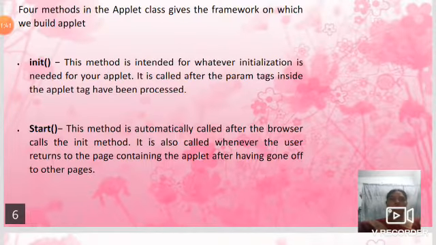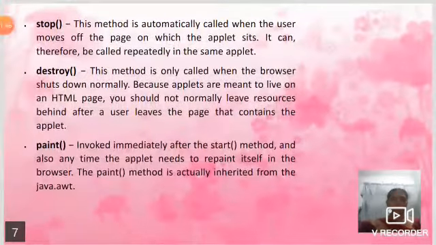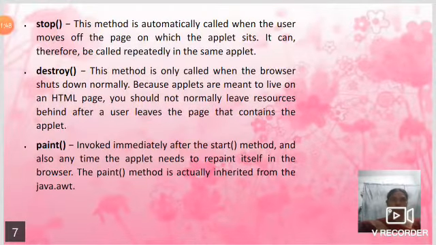The next one is the start method, which is used to start the applet program. Next, the stop method, which is used to stop the program, and the destroy method, which destroys all the resources, but it is called only during shutdown operations. Next, the method called paint. The paint method is used to paint, and it can be called repeatedly when you want to repaint any statements.